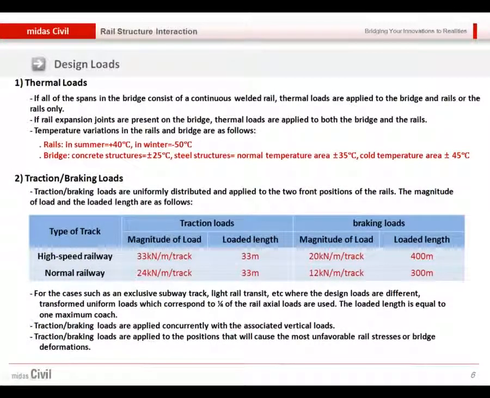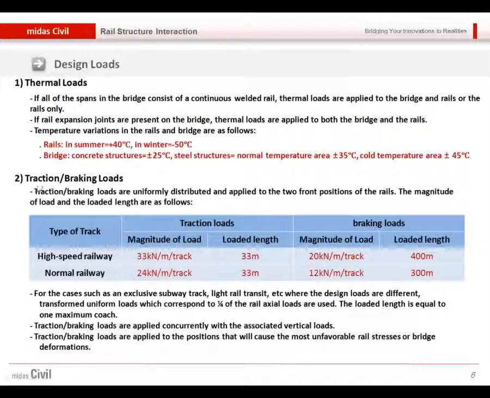What type of load do we need to consider for this rail structure interaction? Firstly, we need to consider the thermal load. Thermal load can be applied for both rail and deck. Generally, we only apply the thermal load to the rail, but if there is any expansion joint, then we need to consider this thermal load for both rail and deck. So for summer and winter, we can apply certain thermal load based on the specification.